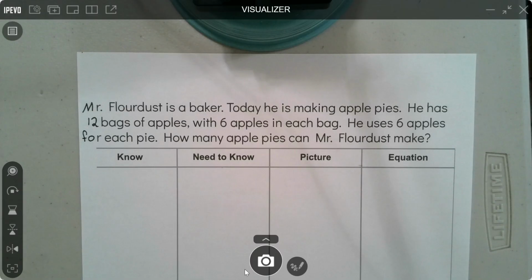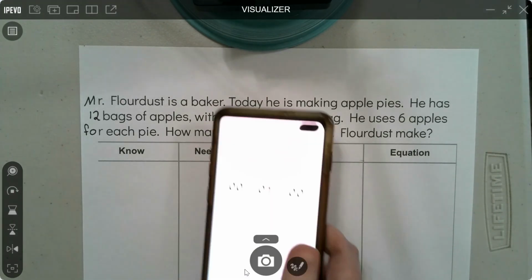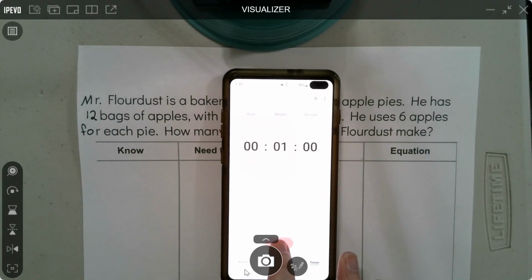All right, happy Wednesday. So let's start with our word problem of the day. I'm going to give you a minute to grab your whiteboard marker and eraser. Go ahead and get that.